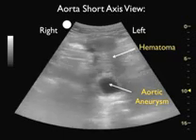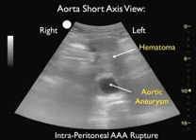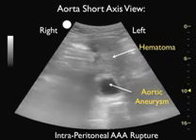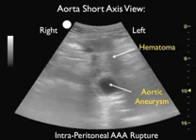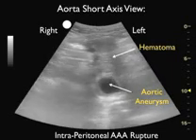And what you can see here is, towards the posterior aspect of the image, a large aortic aneurysm, and anteriorly we see a large hematoma extending into the peritoneal cavity. So this was a very rare type of AAA rupture into the peritoneal cavity as opposed to into the retroperitoneal space.